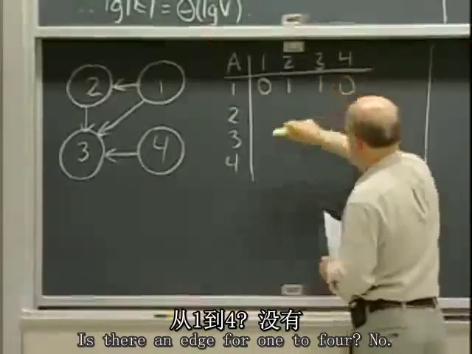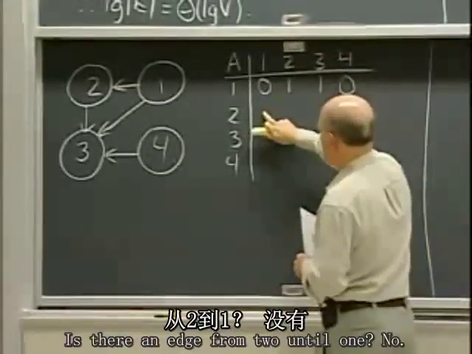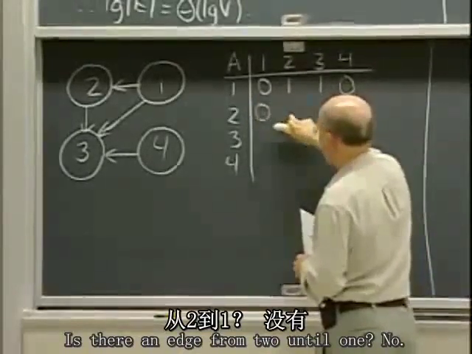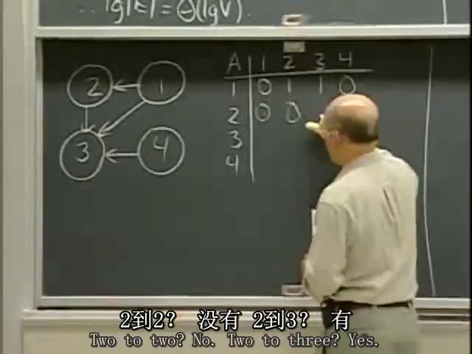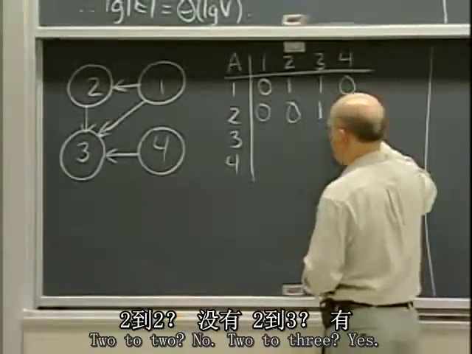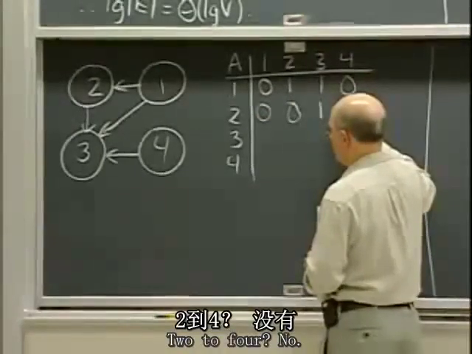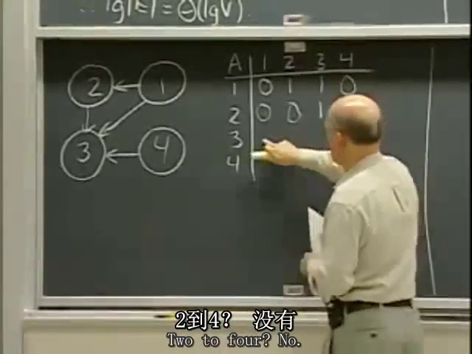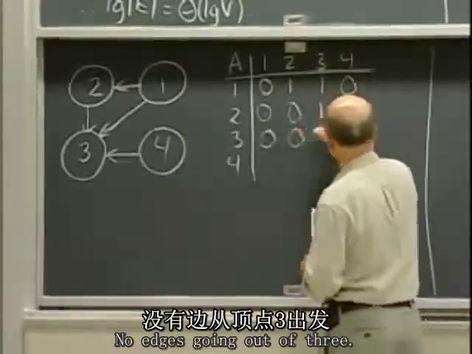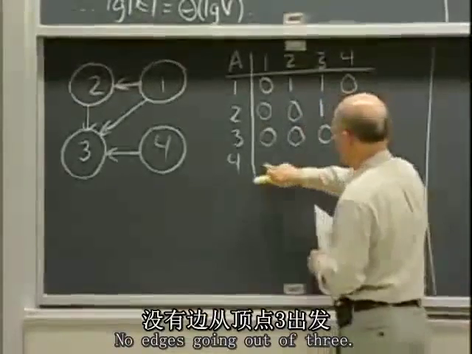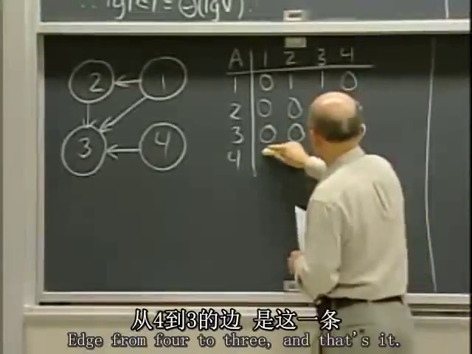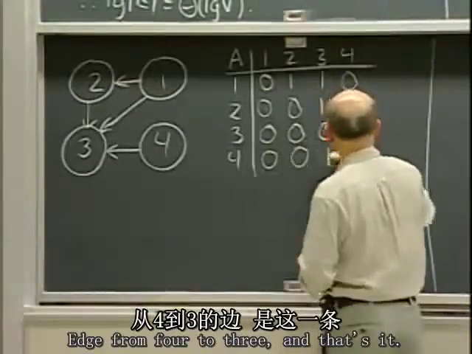No. Is there an edge from 2 to 1? No. 2 to 2? No. 2 to 3? Yes. 2 to 4? No. No edges going out of 3. Edge from 4 to 3, and that's it.